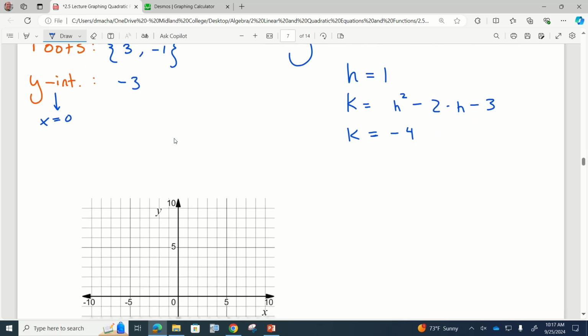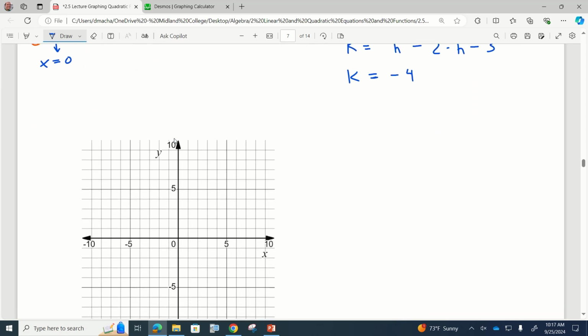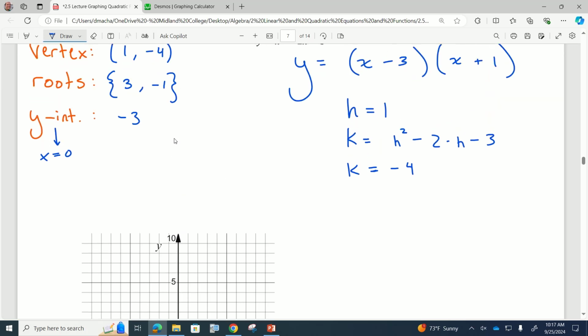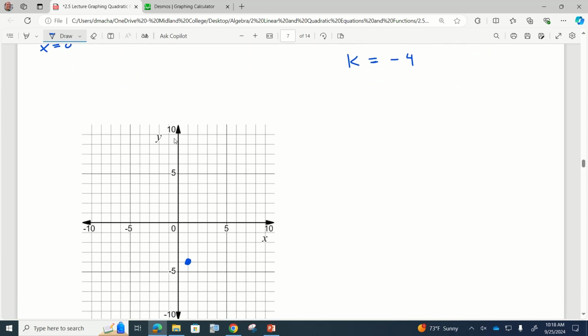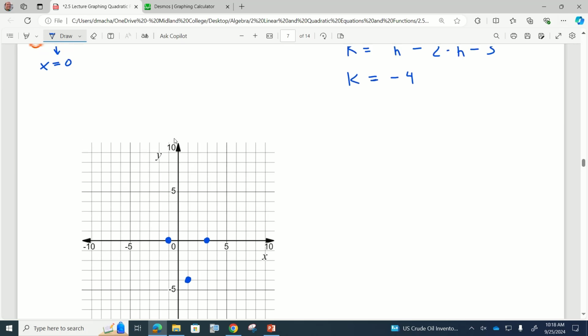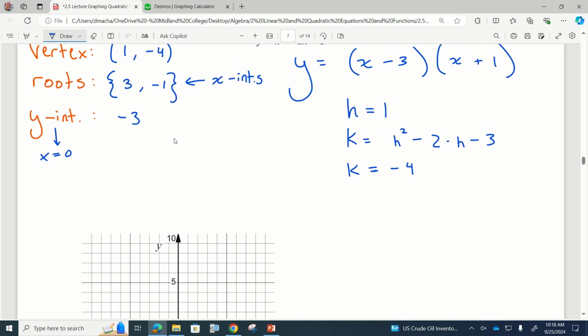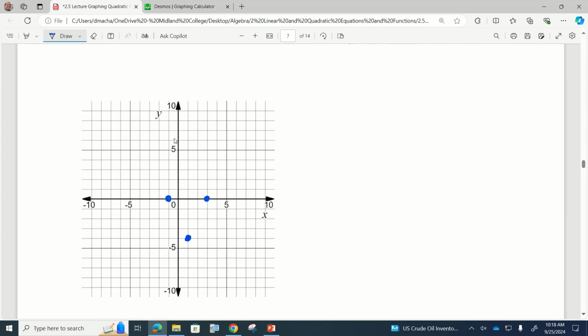We're going to put the vertex at 1 comma negative 4. That point is 1, negative 4. That's going to be my vertex. We're going to put the roots down, and remember that roots are your x-intercepts, okay? These roots are telling you the location of your x-intercepts. So 3 and negative 1. Here's 3 as an x-intercept, and here's negative 1 as an x-intercept. And then the last thing I know is my y-intercept is at negative 3. So let's plot my y-intercept at negative 3.